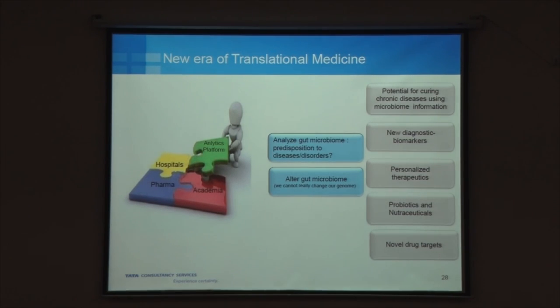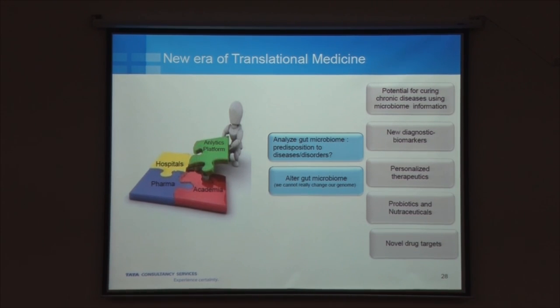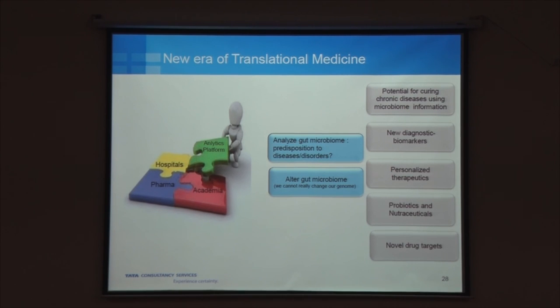So this is my concluding slide. What I just said, whether it is the children's gut or the adult gut, we are looking into the stool samples, and if we can analyze the gut microbiome based on the stool sample, one should be able to identify the disease or the antibiotic resistance patterns and so on. And eventually it's going to lead to personalized therapies or probiotics and nutraceuticals. And people have already started working towards altering the gut microbiome, because we anyway cannot alter our genome. Can we alter the gut microbiome?